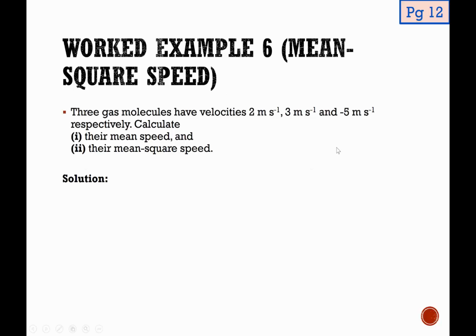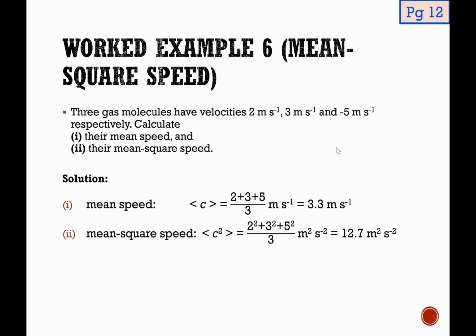Finally, for some examples, in worked example 6, we basically have 3 molecules with speeds of 2, 3, and 5 meters per second. So to find the mean or average speed is basically summing the magnitudes of the velocity and then dividing by 3. For mean square speed, what I'll do is I'll first square first and then find the average.